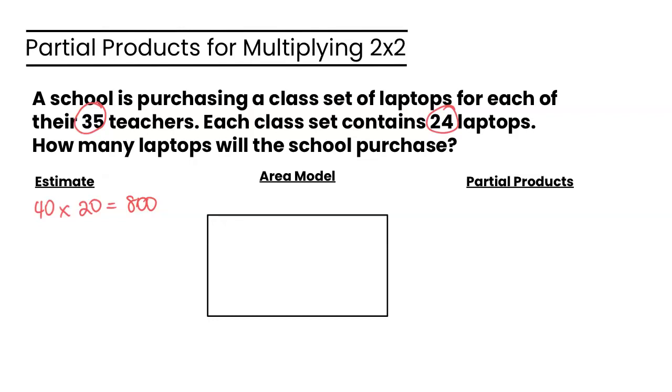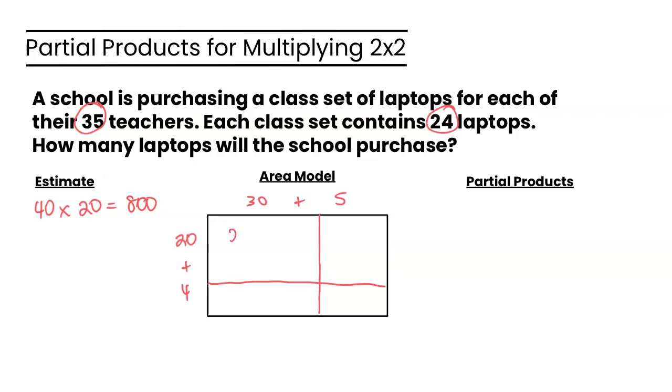From there, we moved into the idea of the area model when we multiply 2 by 2 numbers. In this particular case, we would take 35 and separate it into its tens and ones place, and then do the same thing for 24 and write it as 20 plus 4. From there, we could draw these lines across to set up our partial products using the area model.